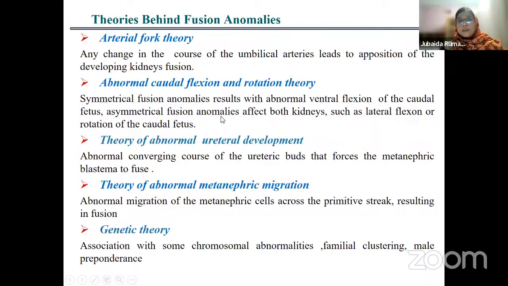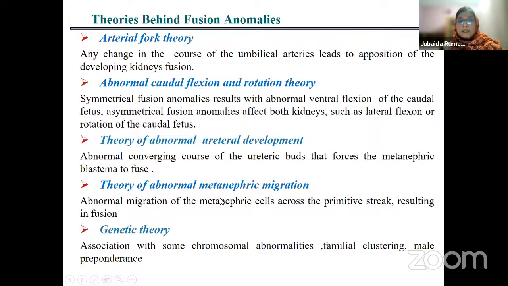We know that these fusion anomalies could be symmetrical or asymmetrical. The symmetrical fusion anomalies result from abnormal ventral flexion of the caudal fetus, and asymmetrical fusion anomalies affect both kidneys, such as lateral flexion and rotation of the caudal fetus. So the associated anomalies of the spine and other pelvic organs support this theory. The third theory is about abnormal ureteral development. When there is an abnormal converging course of the ureteric buds, that forces the metanephric blastema to fuse.